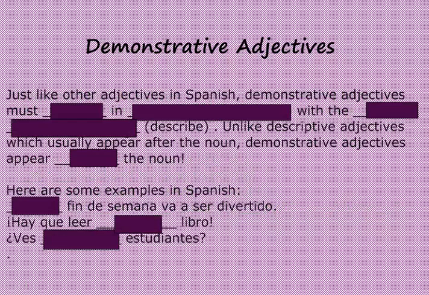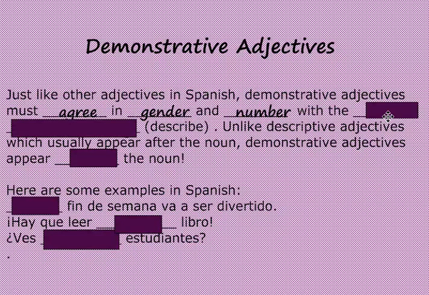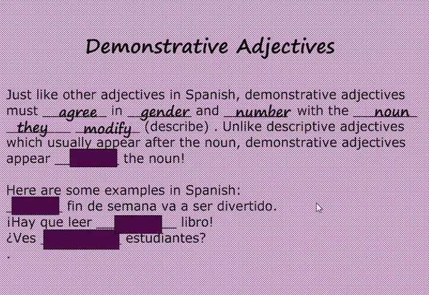So just like other adjectives in Spanish, demonstratives must agree in gender and number with the noun they modify, that is to say, with the noun they describe. Unlike descriptive adjectives, which usually appear after a noun, una chica bonita, demonstrative adjectives appear before the noun.